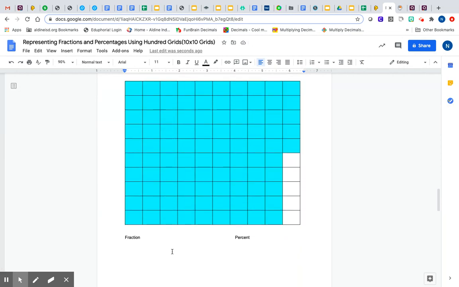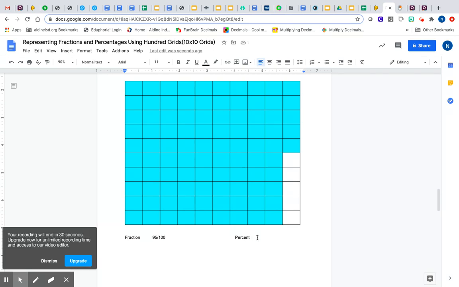All right, we're moving down. Here goes another hundreds grid. How many do we have in this that are shaded in this hundreds grid? 10, 20, 30, 40, 50, 60, 70, 80, 90, 91, 92, 93, 94, 95. Wow. Almost the entire hundreds grid is shaded in. So I have 95 shaded out of 100 in total. So what's my percent? 95%.